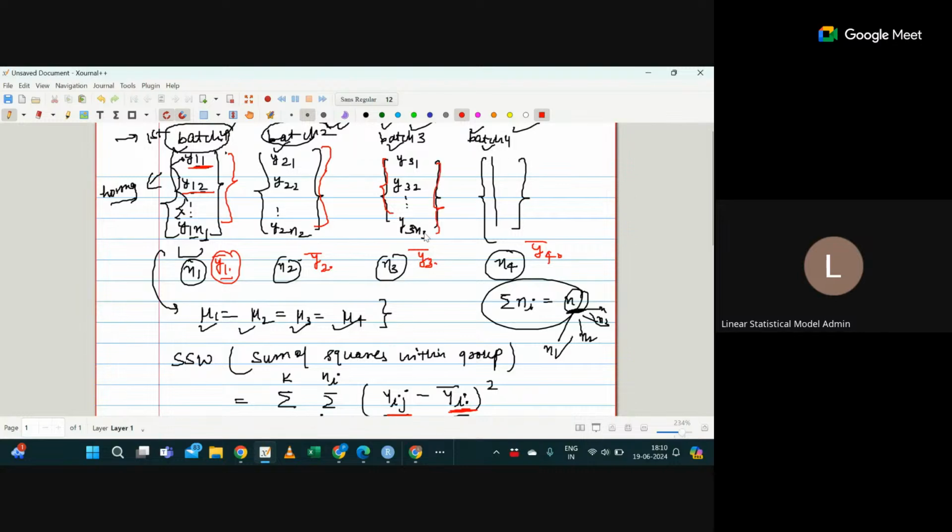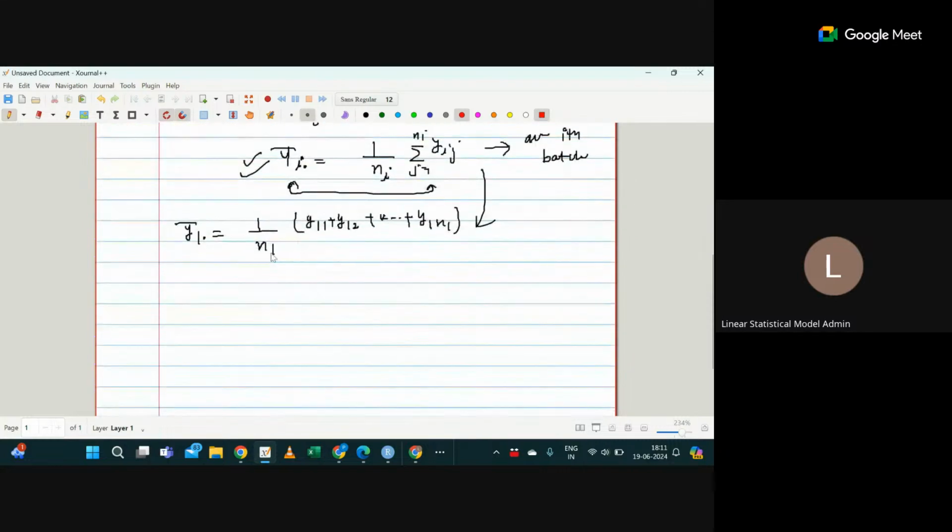Now you might be interested, is there variation between groups? That might be your question, right? So within group, you have calculated. What about between groups? This is the first batch. Is there variation from this batch to this batch, or from this batch to that batch? So the second variation, we are interested to find, is a sum of squares.